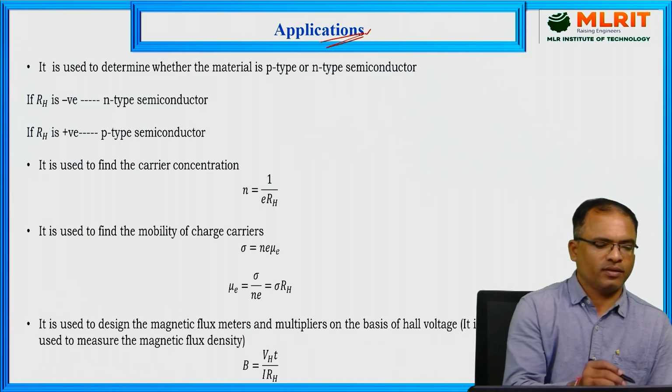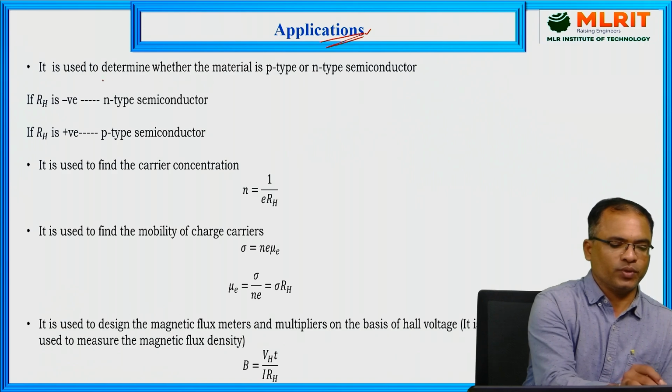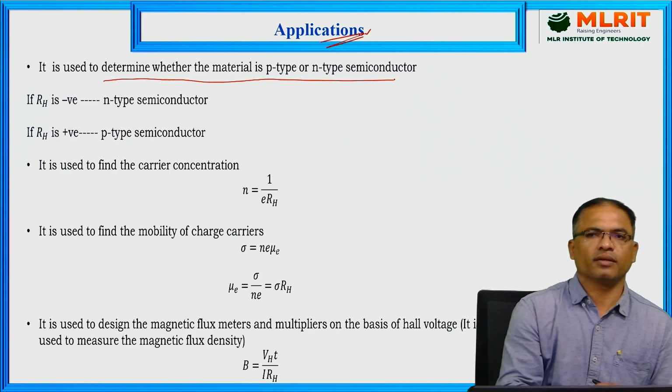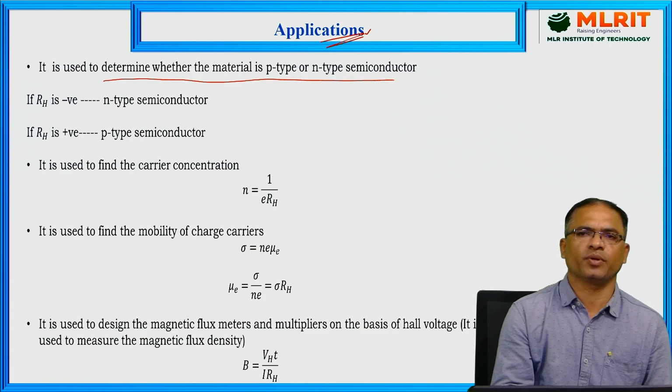First of all, coming to its very important application, it is used to determine whether a given semiconductor is of p-type or n-type. So we know extrinsic semiconductors are of two types, p-type and n-type. After doing the experiment, we are able to determine whether a given semiconductor is p-type or n-type.